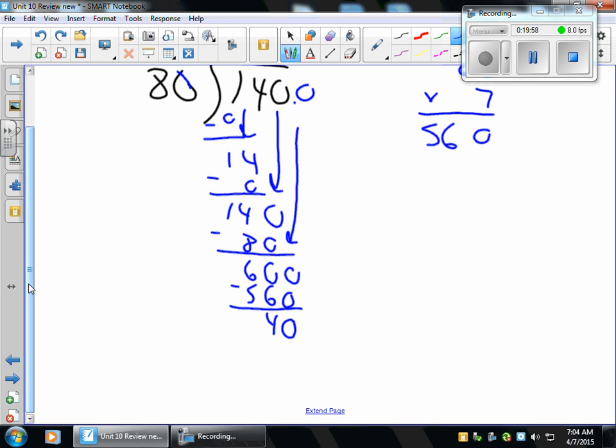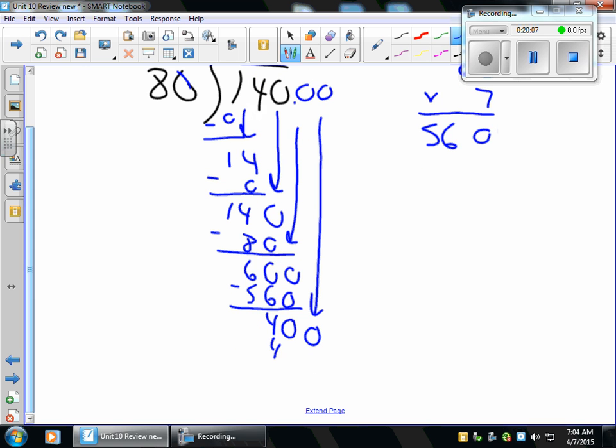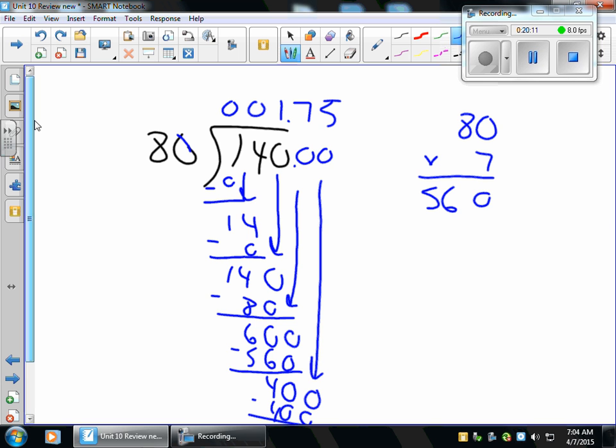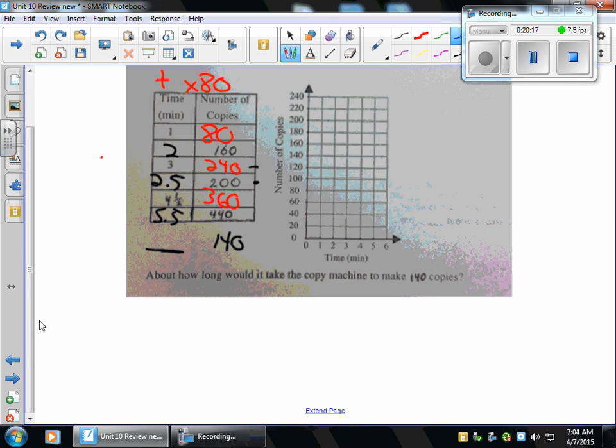The answer is not 1.7. Bring down the 0. Now we know 80 goes into 400 5 times. All it is, kids, is long multiplication. Now we're at a 0, so we know we're done. 1.75 is our answer. So how long would it take? 1.75 minutes.